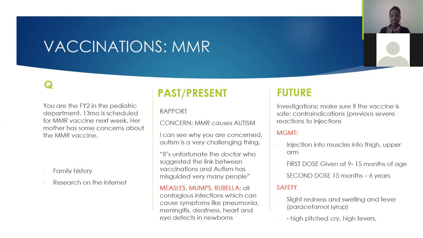Make it into a nice little package and say, MMR: measles, mumps, rubella. It causes life-threatening complications, for example meningitis, deafness, and it can even cause some eye and heart complications or defects in newborns. This is why it is so important for us to give it. And the more that we have vaccinated our population, we have seen incidences of MMR declining in the population.